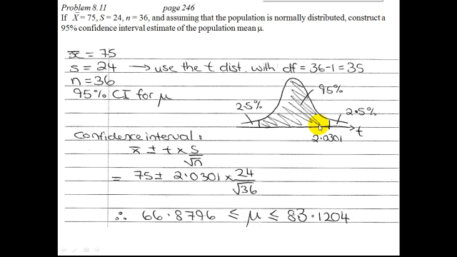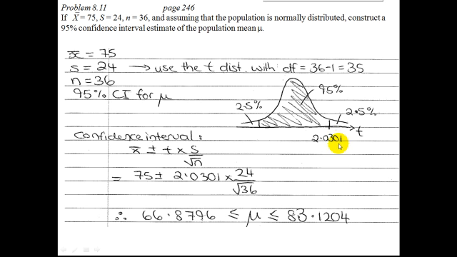I draw up my diagram. It's a 95% confidence interval, so I've got 95% in the middle of the diagram, 5% left over, but it's split between the two tails. Each tail is 2.5%, and it's the upper tail of 2.5% that I can use in the t-tables to get my critical value, the cutoff point.